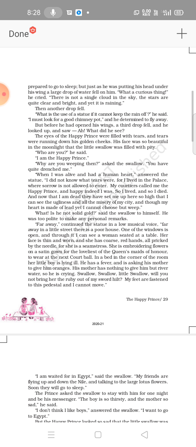The swallow flew back to the happy prince. He told the prince that he would stay with him as he had gone blind. The happy prince asked him to fly over the city and tell him what he saw. He also told the swallow that the most marvelous thing was human suffering, and human misery was the greatest misery.